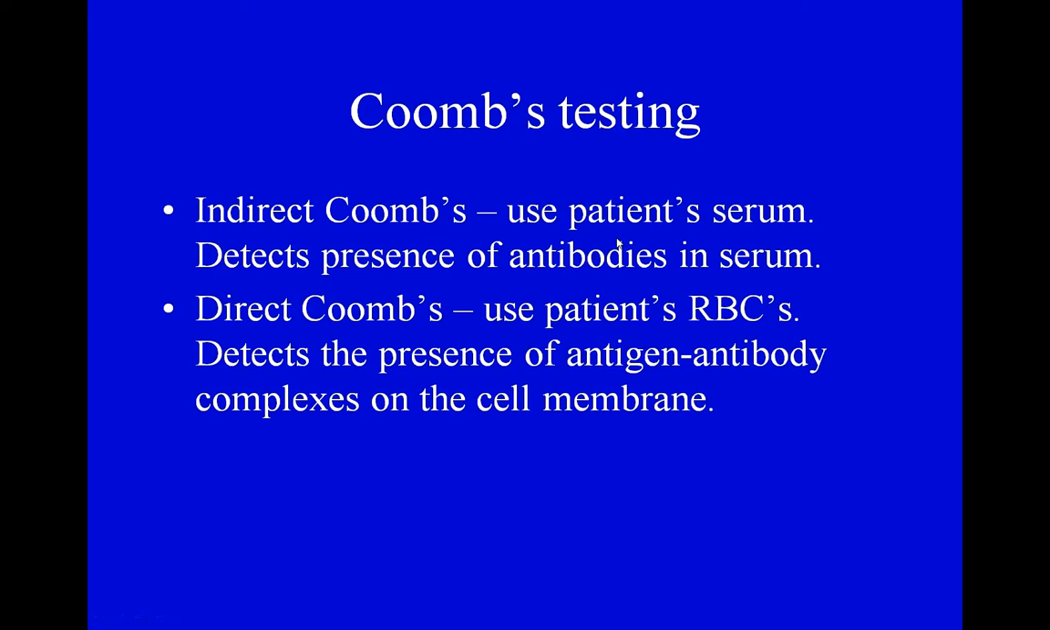It's going to be used maybe before we've done a cross match, but maybe we do an indirect Coombs just to make sure. The direct Coombs is going to be the one that we see if I'm working in the NICU or the nursery. If we have a baby with jaundice or a patient with jaundice, we talked last time about hemolytic anemia. If you had hemolytic anemia, we might do a direct Coombs to really see if it was because of an antigen-antibody reaction.